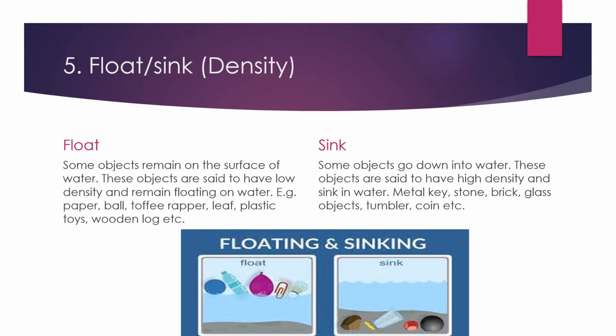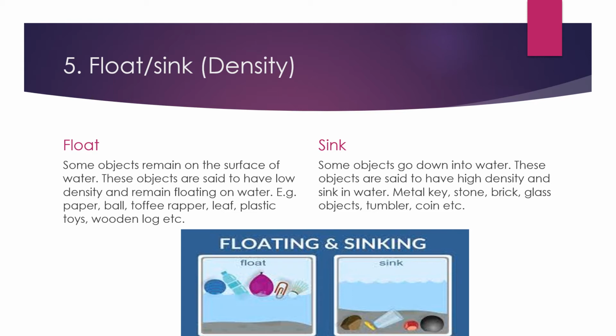The next property is floating or sinking of materials depending on the density. The objects which are denser will sink in water, and the objects which are less dense than water will float on water. Some objects remain on the surface of water, and these objects are said to have low density and remain floating on water. Example, ball, paper, toffee wrapper, leaf, plastic, wooden log, etc.